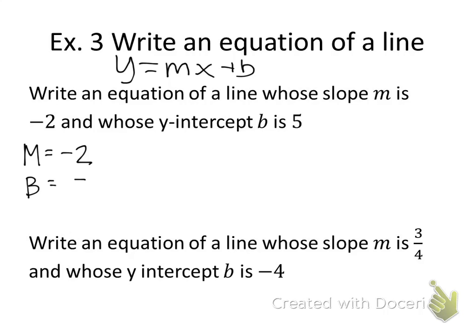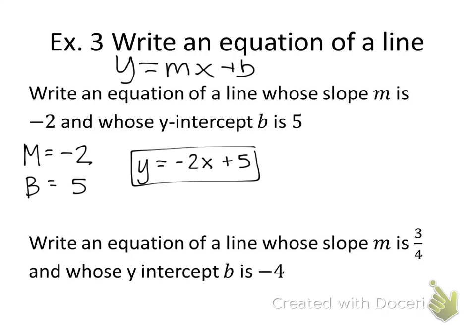B equals 5. I just told you, what are the only two things I need to know to write an equation in slope-intercept form? M and b. Do I know m and b? Yeah. So let's just write our equation and plug in the numbers. Y equals m. What was my m? Negative 2x plus, what's my b? 5. There's your equation. That's all they want you to do.